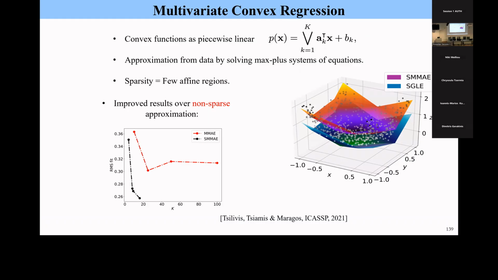You see here, for example, the experiment on the same type of data. The red curve shows how the norm of the error varies with the number of terms k, and the black curve shows the result of smaller error with much fewer k. So sparsity again here can be very useful.